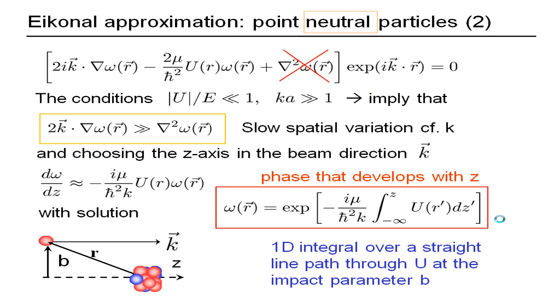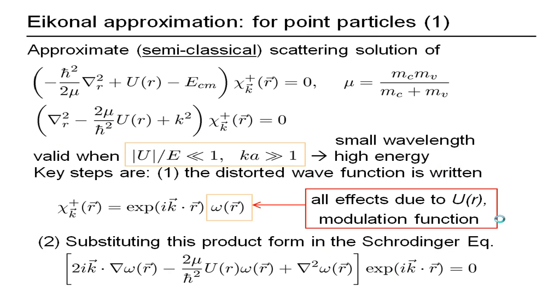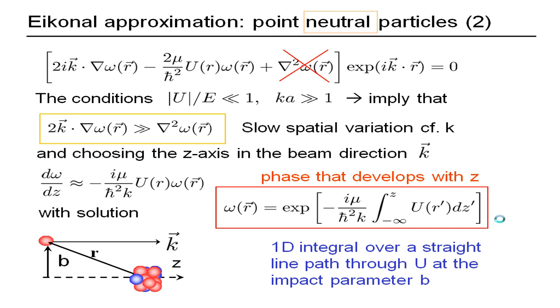Okay, so having thrown that away, recognizing that K points along the z direction, what was a horrendous looking equation earlier on now looks like a very simple first order differential equation. D by dz of this modulating function is minus a constant times the potential times omega. And I claim, you should do it later yourselves, that the solution to this equation is very simple. It's an exponential of an integral. An integral along the z direction through the potential energy that we've got there.